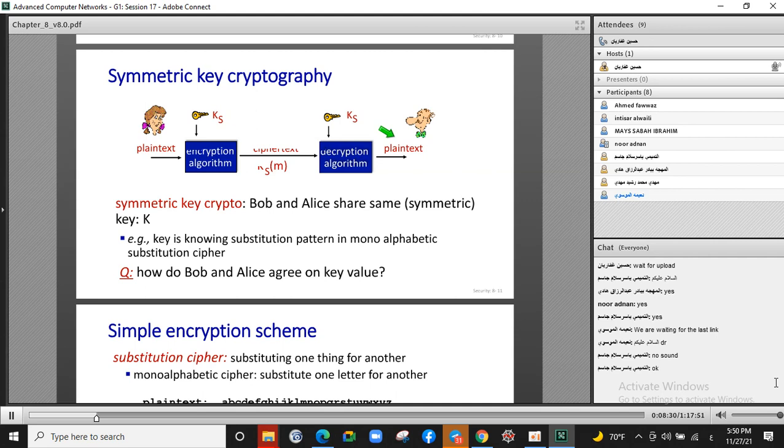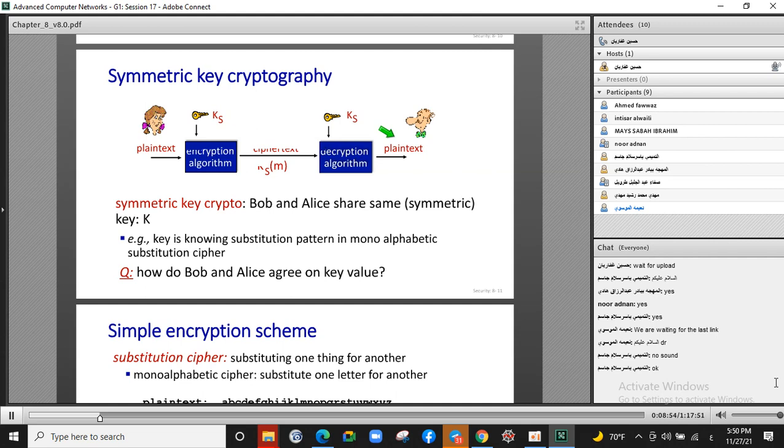And there is another question too. Bob and Alice are using symmetric cryptography, but how can they agree on the key value? Their key must have a value, okay? So how do they agree on the value of that key? How?